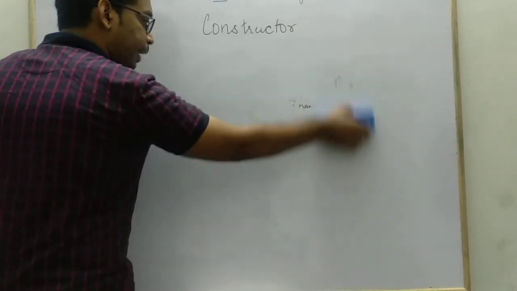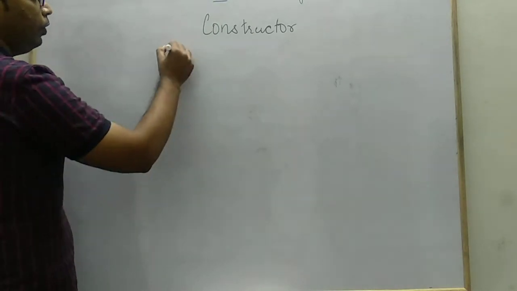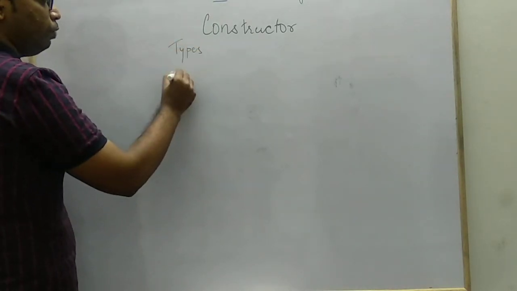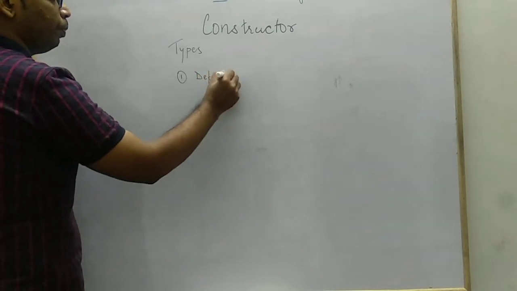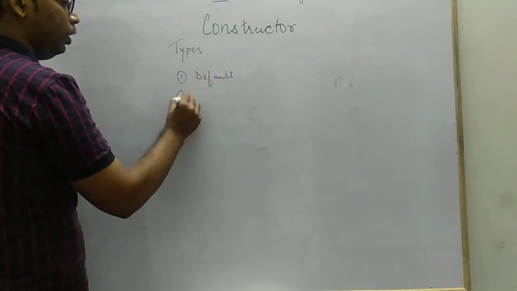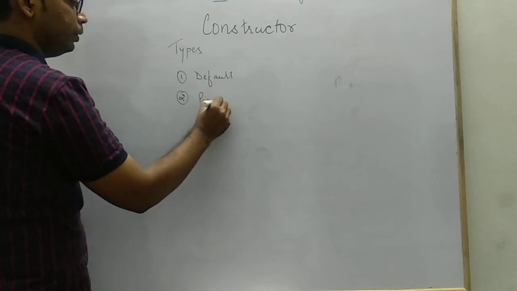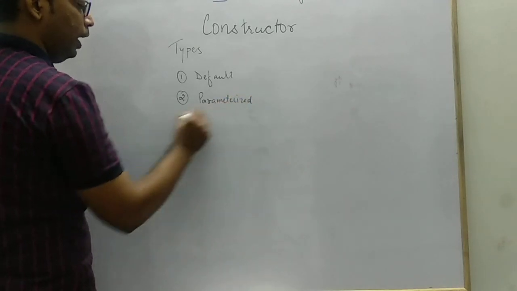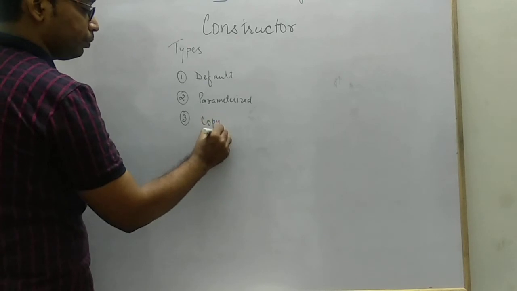Now there are certain types of constructor. Basically there are three types of constructor. The first one is called default constructor. The second one is called parameterized constructor. And the third one is called copy constructor.